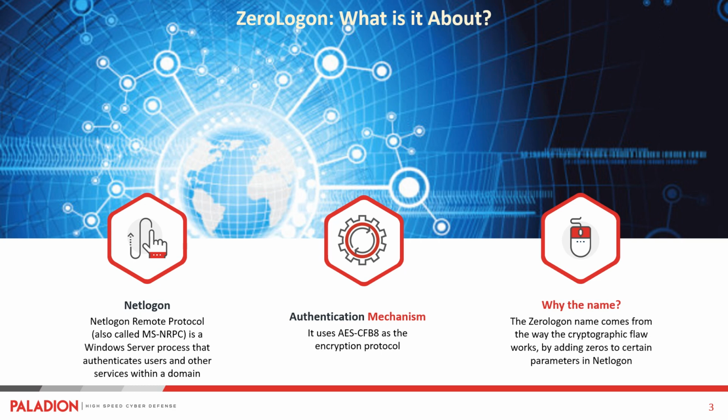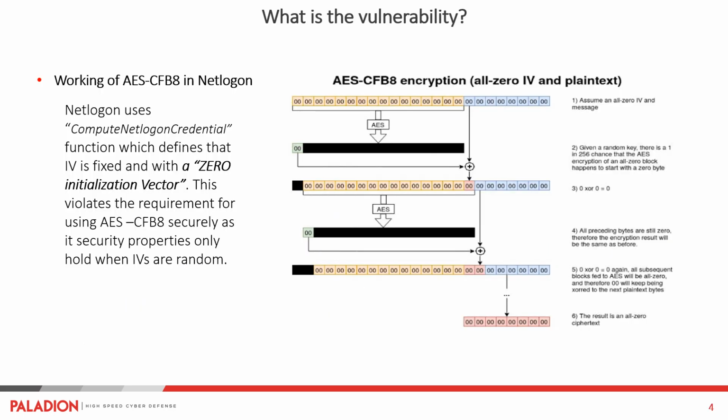Let's talk a bit more about the vulnerability. What is the vulnerability over here? Let's look at the working and how it has been called and what the different sets of data are that get flown around. In this particular case, as you can see, there is the plain text information, and this happens to be the IV value. The IV value, which is the initialization vector, is 0 the moment it is initialized. This is by design of the ComputeNetlogonCredential function that is being utilized.